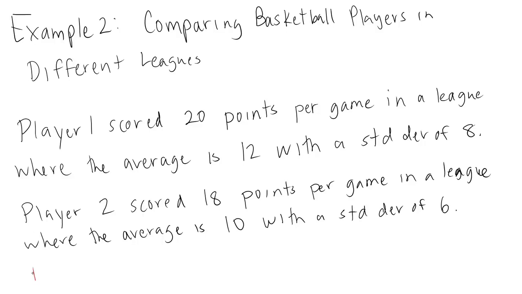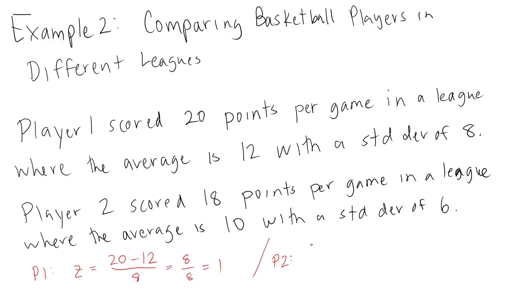For player 1, the z-score is the 20 points per game that they are scoring minus the mean for their league divided by the standard deviation for their league. So that's 8 divided by 8, which even I can do, that's 1. So 1 standard deviation above the mean. Better than average because it's a positive z-score, 1 standard deviation above.